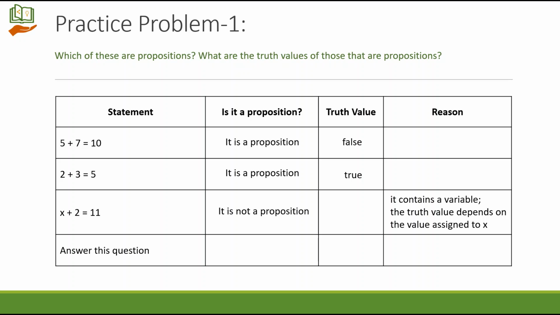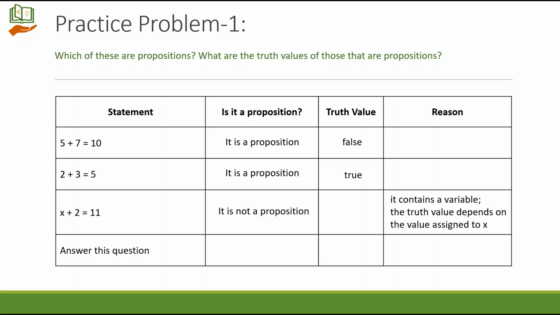In case I say x is equal to 10, then 10 plus 2 will give you 12. Ultimately this will be false. In case I say x is equal to 9, then 9 plus 2 will give you exactly 11. So the truth value will become true. Just based on the value assigned to x, the truth value will depend on that. So this is not a proposition.